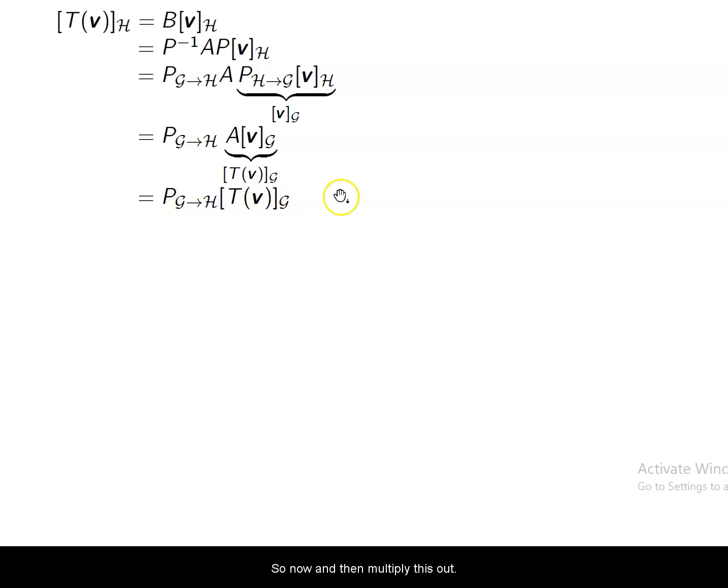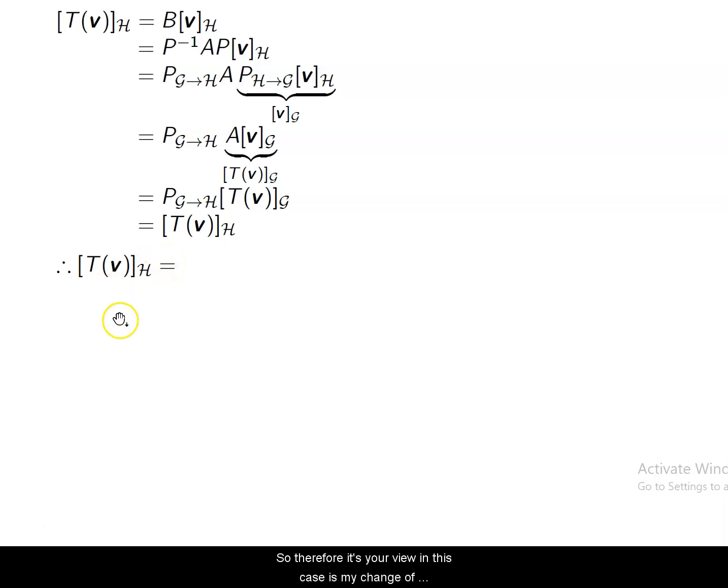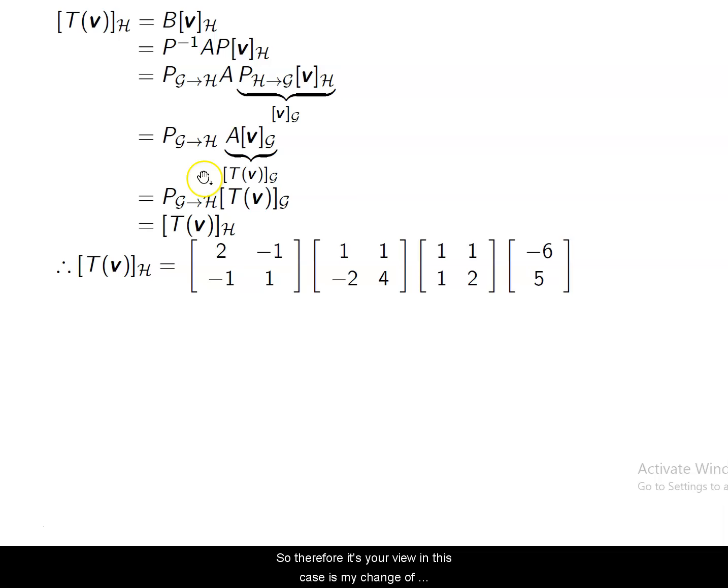Okay. So now when I multiply this out, this is going to take me from G into H because I'm multiplying it by the change of basis matrix from G to H. So this is going to get me out exactly what I wanted here. So if I want to find the image of V, the transformation of V under the basis of H, I can multiply by B. This is just me verifying all that work that I did. So therefore T of V of H in this case is my change of basis, my transformation A, my other change of basis, and my vector V in terms of H.